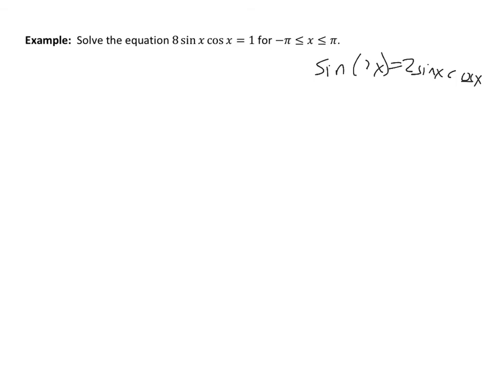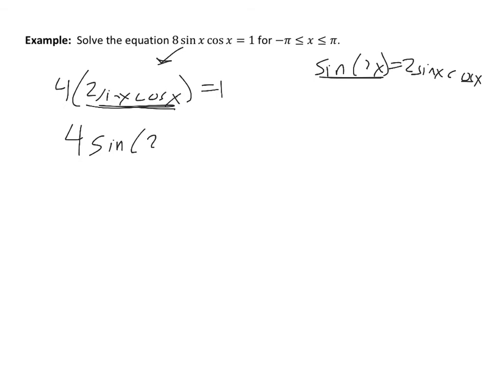If I look at the left side as 4 times 2 sine x cosine x, then I could replace that 2 sine x cosine x with sine 2x. So 4 sine 2x equals 1. And now this problem should be really similar to some of those problems that we did about a week ago. So I hope that this is one you can go through on your own.